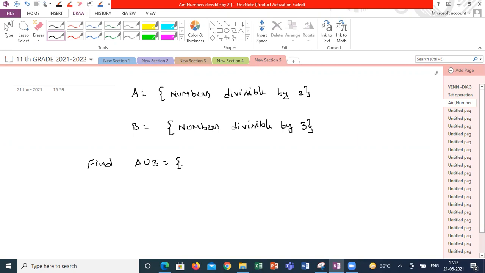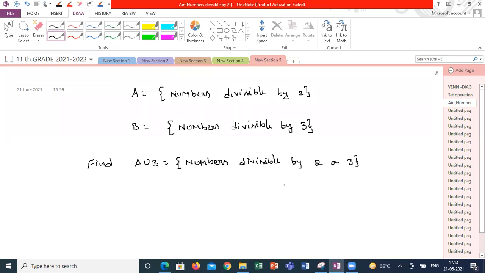Sir, it will be 2, 3, 4, 6, 9, 8, and so on. How can I write? Yes, the set of all the numbers that are divisible by 2 or divisible by 3, sir. Not "and", because then they would be divisible by 6. Yes, correct, sir. Divisible by 2 or 3.